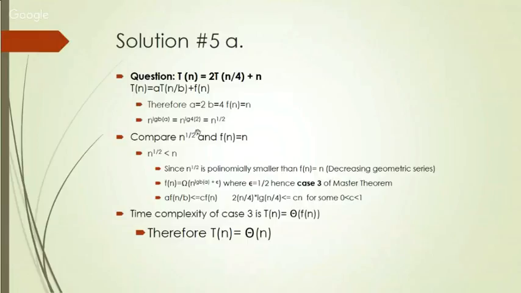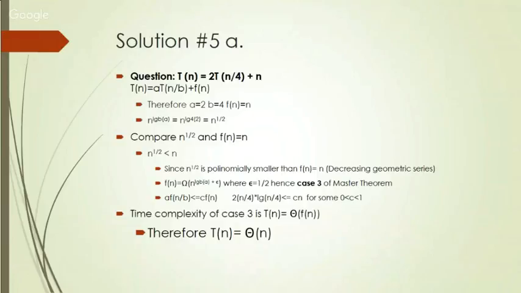Then we compare n to the power half and fn, and we find that n to the power half is polynomially smaller than fn, which is a decreasing geometric series. Therefore, that gives a hint that we're going to use case 3 of the master theorem. The epsilon that we approximate is a half. Therefore, we also check the regularity condition, and we see that it satisfies it: when you plug into the equation, it will be less than a constant c multiplied by fn, for some c with 0 less than c and c less than 1.